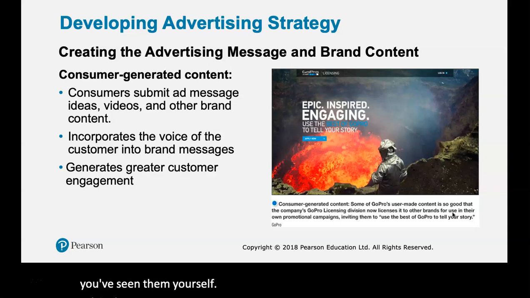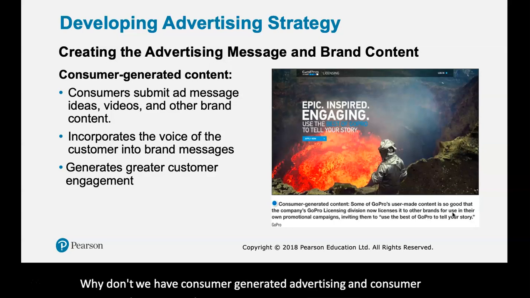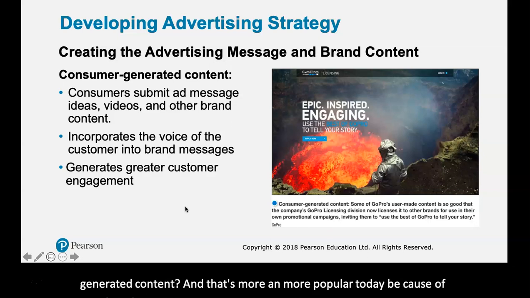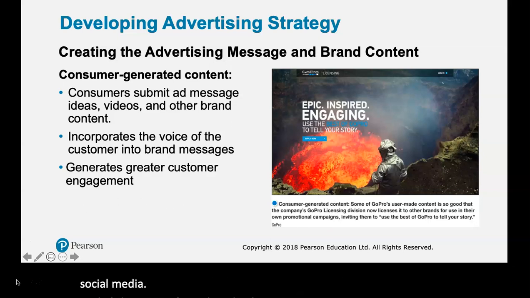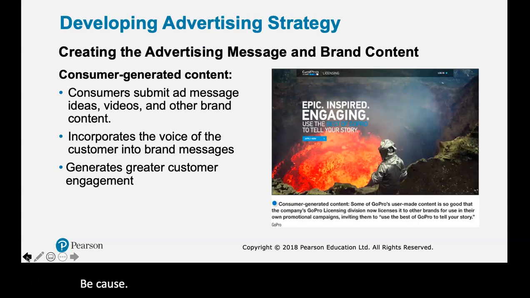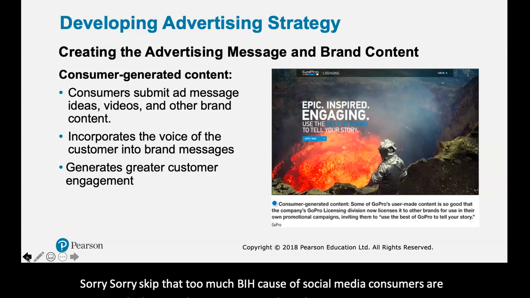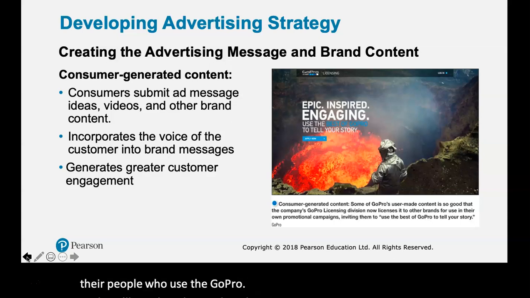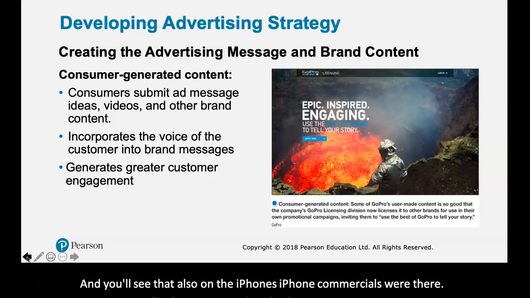A lot of times we have consumer-generated advertising and consumer-generated content, and that's more and more popular today because of social media. It's because of social media that this consumer-generated content has become very popular and very effective. Because of social media, consumers are now much closer to the companies, and companies can get consumer response so much more quickly. For instance, the advertising on the right-hand side for GoPro gets a lot of their advertising content from the people who use the GoPro. And you'll see that also on the iPhone commercials, where consumers will submit pictures that they've taken with the camera or video that they've taken with the camera.